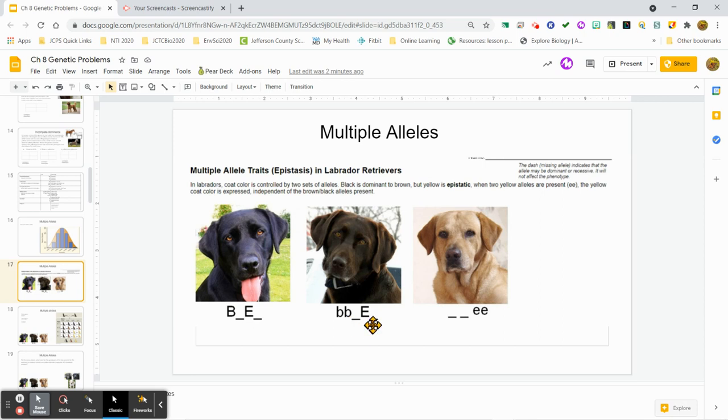This actually shouldn't be here. And he does have to have one big E. So the only way you get a yellow lab is if this gene here has two recessive alleles, and that overtrumps this one right here. And that's what epistasis is: when this is homozygous recessive, it doesn't matter what these alleles are, the coat color is going to be yellow.